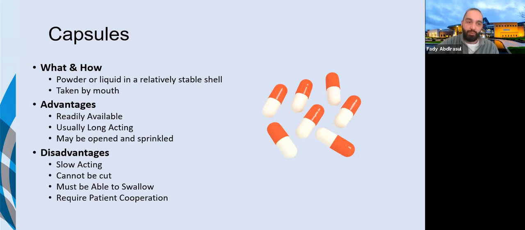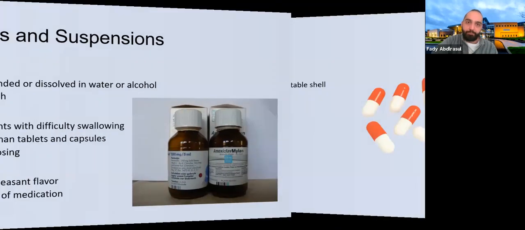Disadvantages, again, could take a while before they start working. They cannot be cut. So you cannot adjust the dose here, just like you could with the tablets. With tablets, you might be able to cut it in half or maybe a third, depending on how the tablet is scored. But capsules, you cannot. You can't really open the capsule and just say, take half of the powder that's in it. So unfortunately, you can't adjust the dose there. Again, you must be able to swallow it, or you could open it depending on the capsule itself. And again, the patient has to just remember to keep taking it.